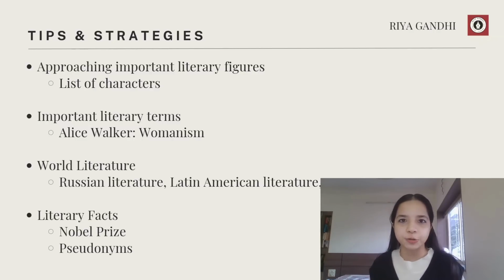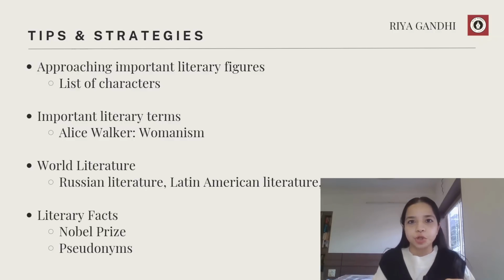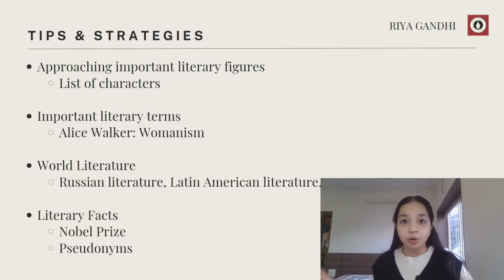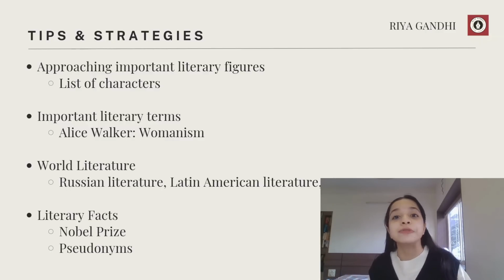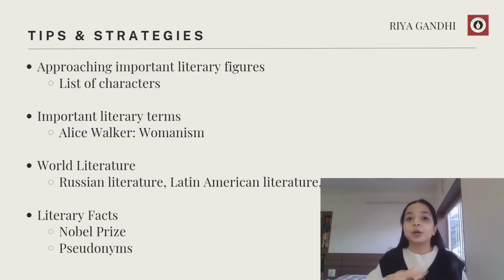The next important strategy is to acquaint yourself with world literature. If you look at the past papers, you will realize that questions frequently come up from various other literatures like Russian literature, Latin American literature, and so on. So acquaint yourself with the important writers within those literatures. For example, within Russian literature, important writers are Leo Tolstoy, Fyodor Dostoevsky, and others. Within Latin American literature, you have Gabriel Garcia Marquez's One Hundred Years of Solitude. Similarly, acquaint yourself with other literatures as well.